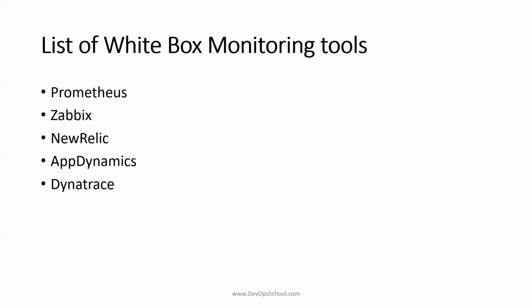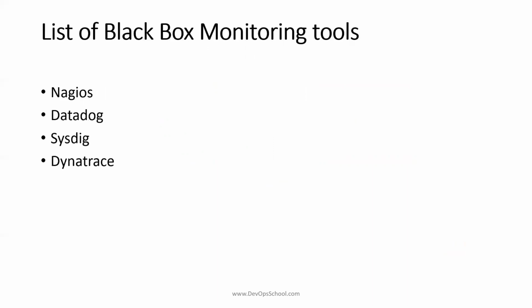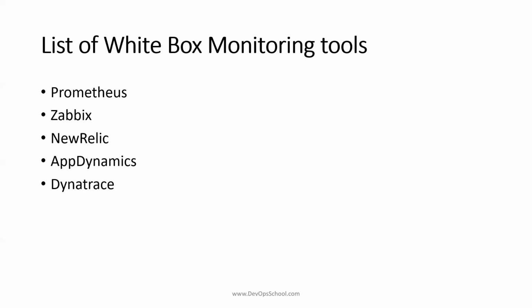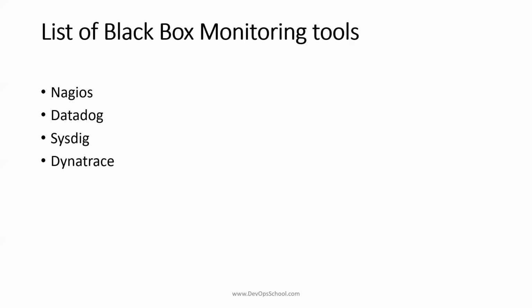Here is the list of white box monitoring tools: Prometheus, Jaeger, New Relic, AppDynamics, and Dynatrace. These are some of the black box monitoring tools: Nagios, Datadog, Sysdig, and Dynatrace. Let me tell you, when Datadog was introduced, they categorized themselves as black box monitoring. That means they were focusing on the external part of the system. But soon they realized that they were not going to win the market. So now you can say they are into white box also, black box also, both are possible.